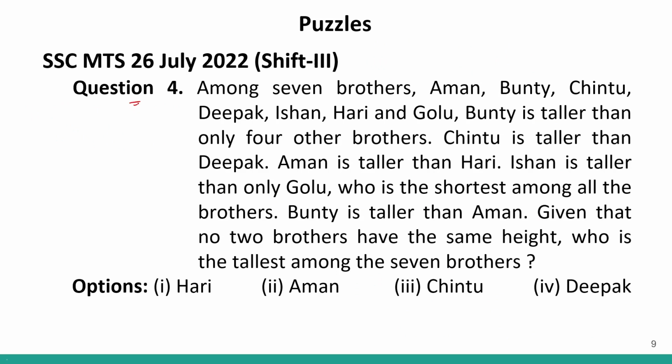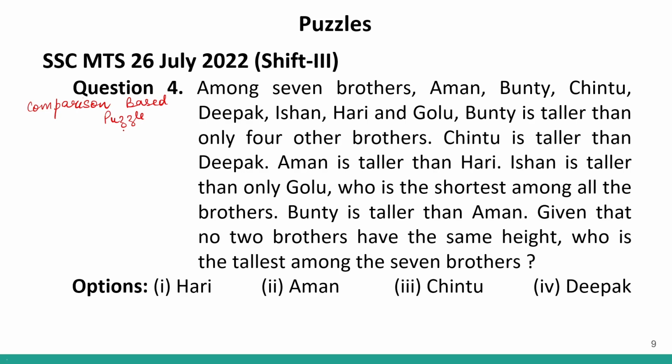Moving on to question number 4. Question number 4 asks, among 7 brothers, Aman, Bunty, Chintu, Deepak, Ishan, Hari and Golu, Bunty is taller than only. So this is taller than. Basically this is a comparison based puzzle. Correct? This is a comparison based puzzle.